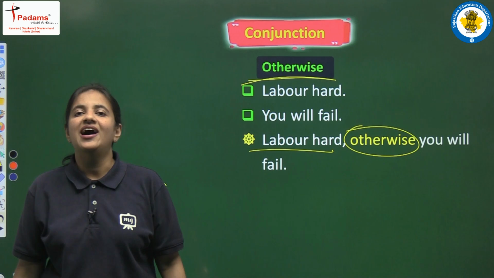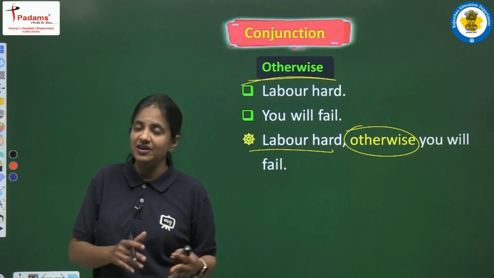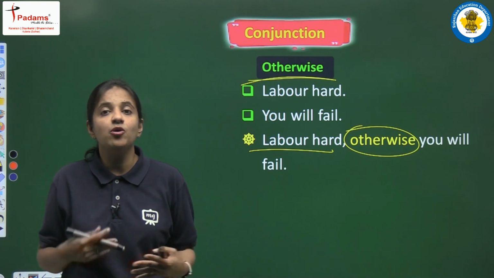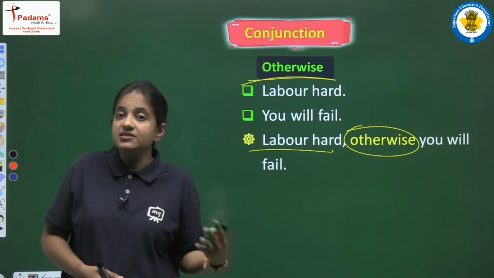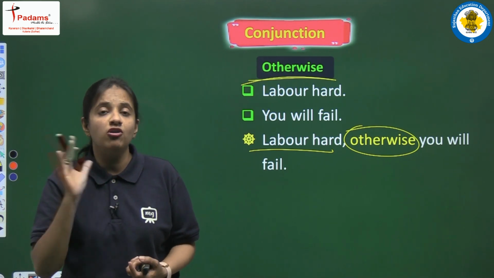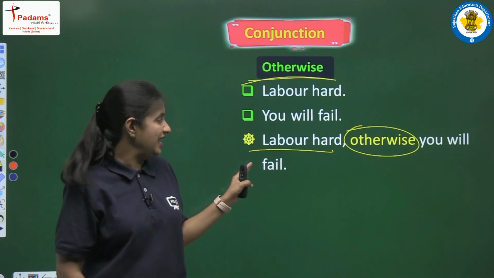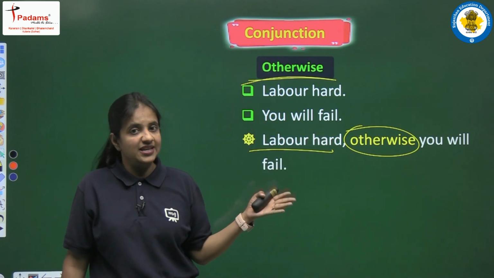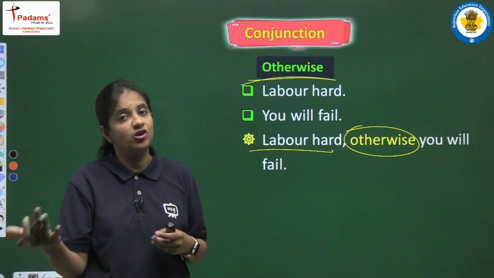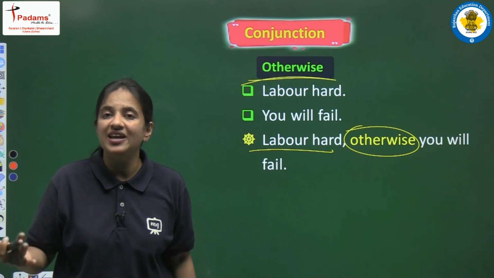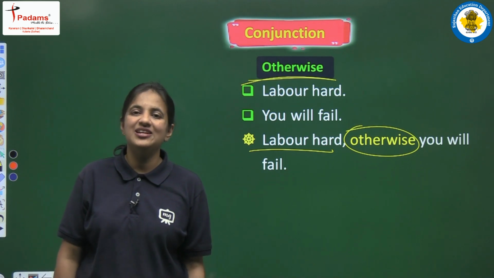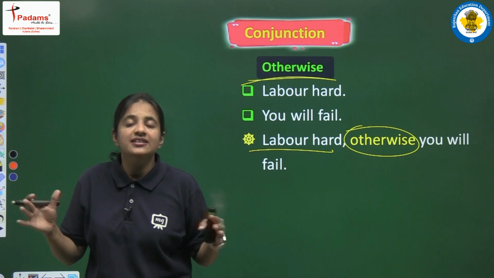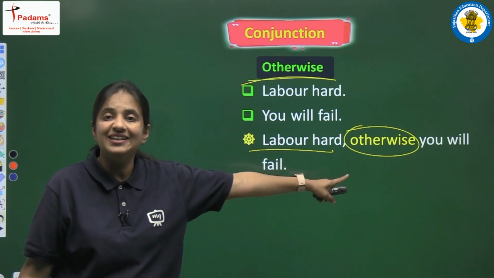So always when we are using otherwise, we are giving some kind of instruction in the first part, and in the second part we are talking about the result. We are talking about the consequence that will be there if you don't follow the instruction. Like here we are saying work hard, and if you don't work hard then you will fail. So we are saying work hard, otherwise what will happen? Otherwise you will fail. Okay, so in this manner we can use otherwise, which is one of the conjunctions used to combine two different sentences into one sentence.